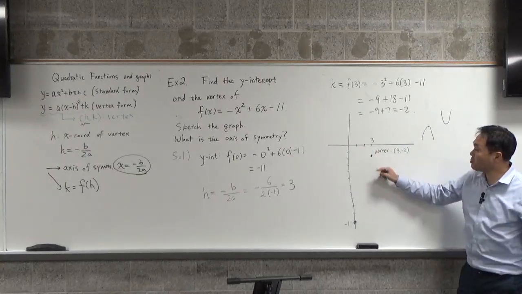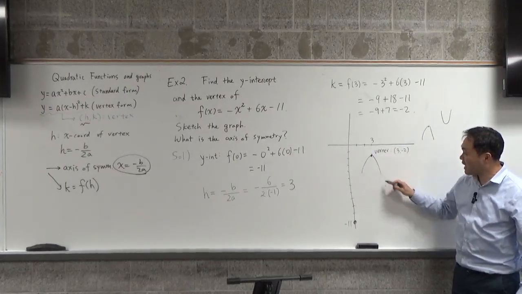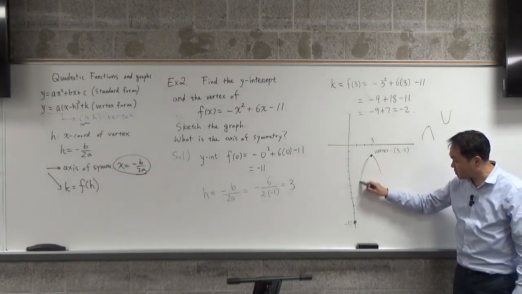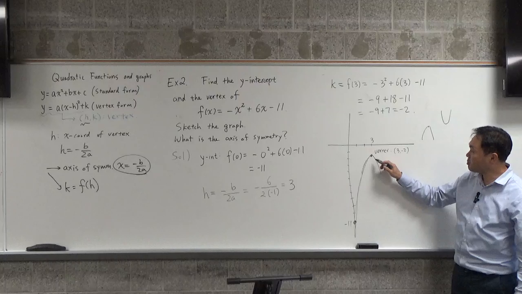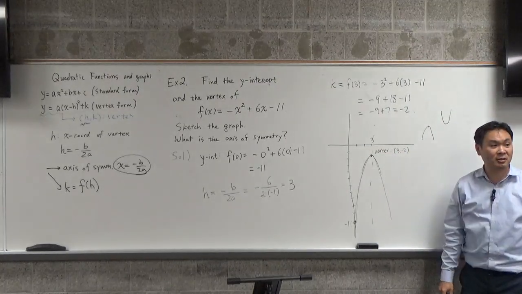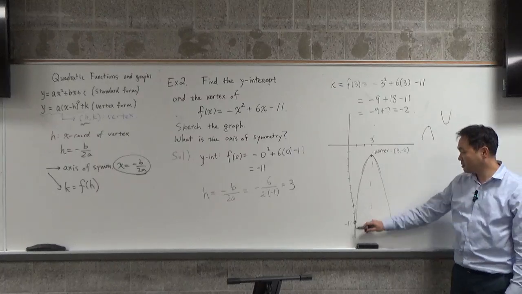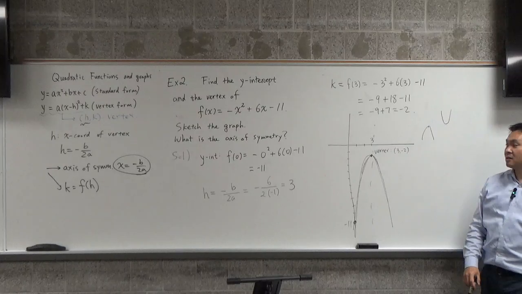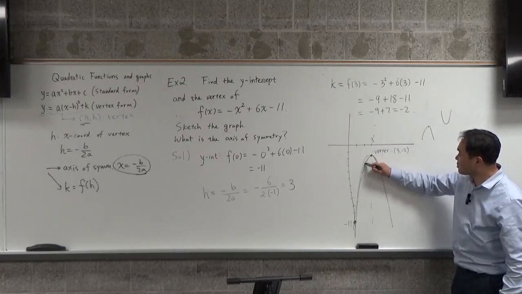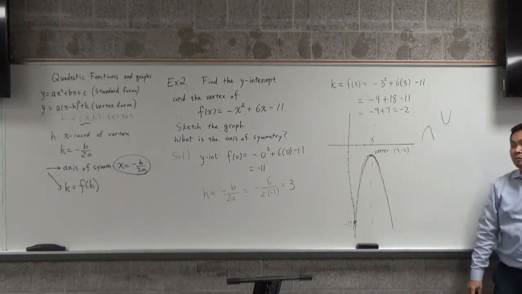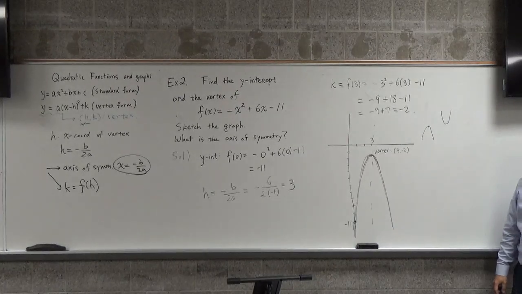So I know that from the vertex, the parabola opens down, okay? And it has to pass through this point, so it must be going this way. And because this is part of the axis of symmetry, the other part should be like that, okay? It's not pointed, it should be round. Yeah. That's the parabola. Okay, so that's the graph.